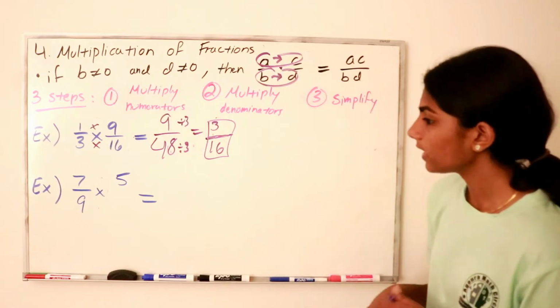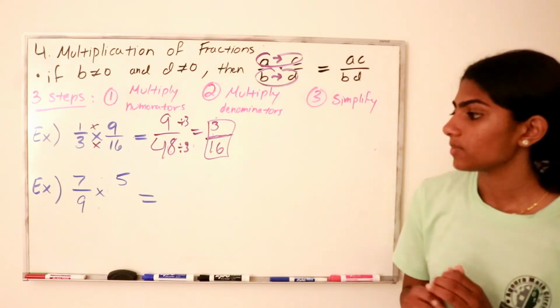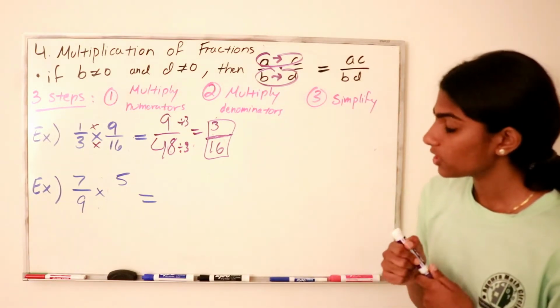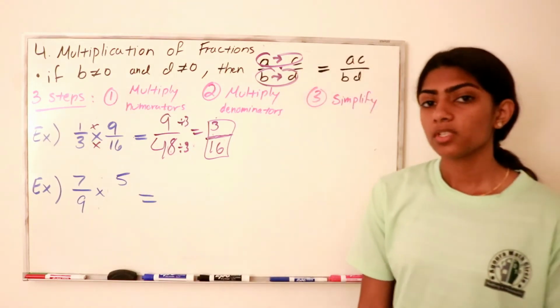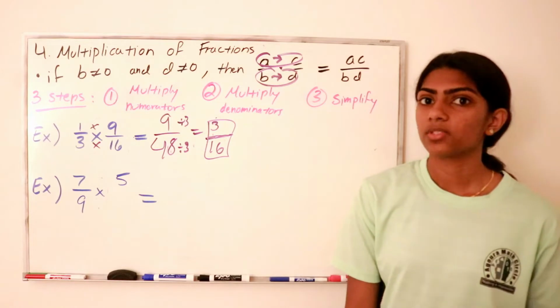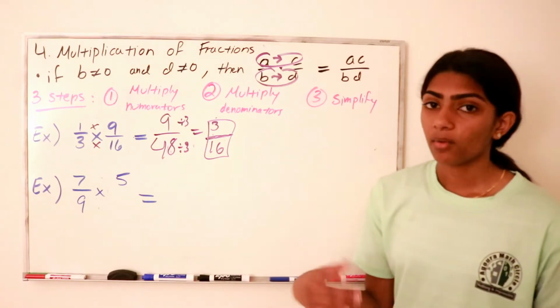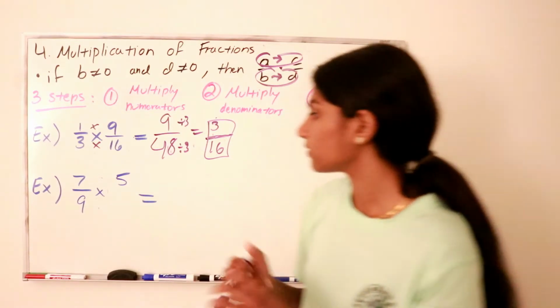Now let's look at our next example. 7 over 9 times 5. Well, the first thing we want to do is turn this into a fraction. And how do we do that? Well, since we know that any number divided by 1 equals the number, we know that 5 divided by 1 equals 5. So I can just write a little divided by 1 under.